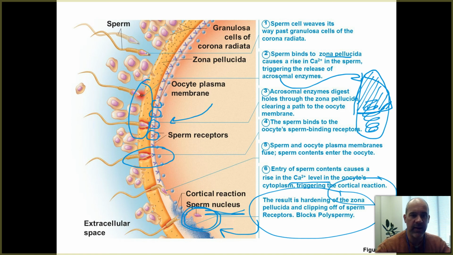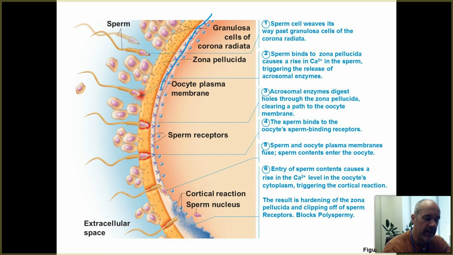What that does is it triggers changes in the zona pellucida, and it hardens the zona pellucida, and it makes it impossible for additional sperm to digest their way through, or much more difficult for them to do so. And then the other thing that happens is there are enzymes that clip off those remaining sperm receptors. So that's another reason why no additional sperm will be able to fertilize this secondary oocyte.